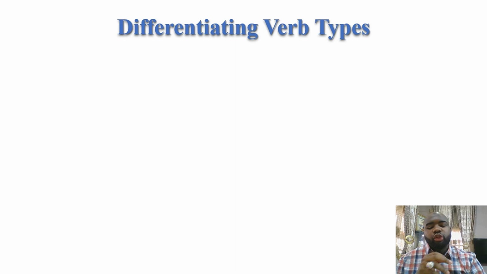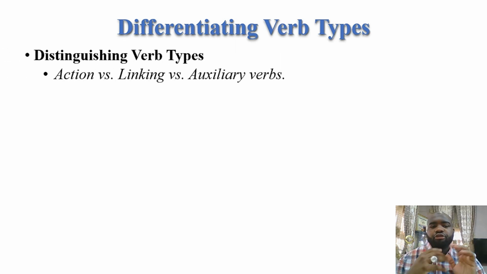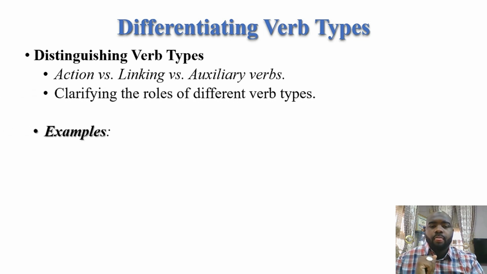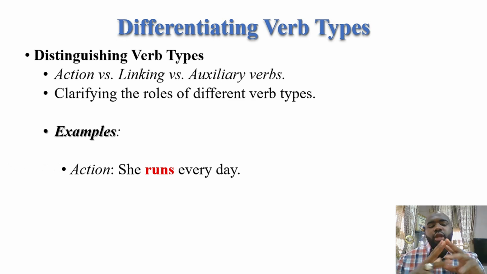Now, let's try to differentiate verb types, like distinguishing action verbs from linking verbs and from auxiliary verbs. What are action verbs? What are linking verbs? And what are auxiliary verbs? For example, action verb: She runs every day. It's an action, all right? That's something that she is doing. She is running, right, towards something, maybe jogging or something.